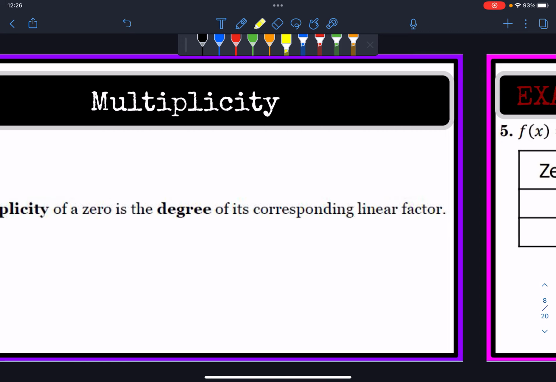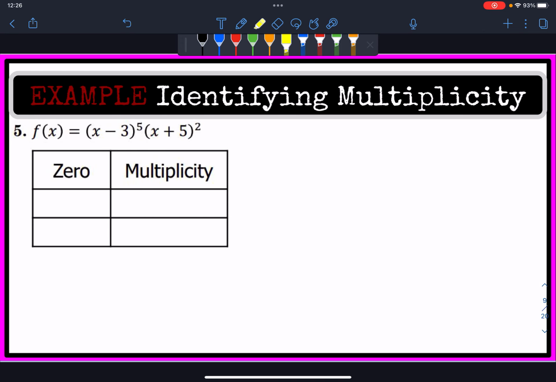So for example, here we have a polynomial in its factored form, and we have x minus 3 to the 5th power and x plus 5 to the 2nd power. And we want to figure out what's going to make this thing equal to zero. So if I look at x minus 3 and set this equal to 0, that means that x is equal to positive 3. So that's one of my zeros. X equals positive 3.